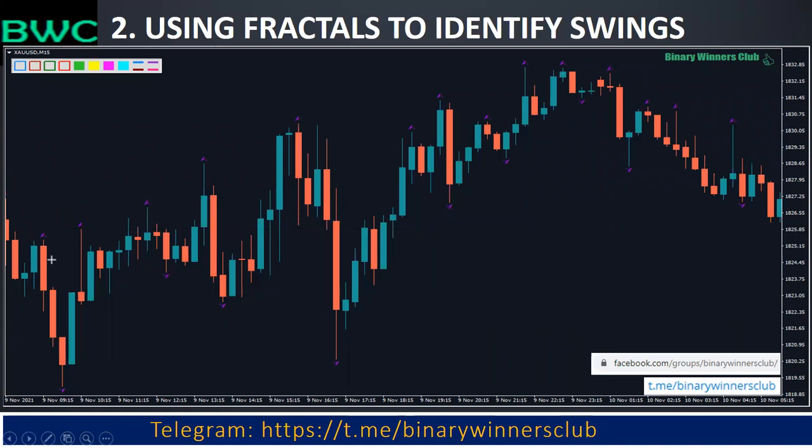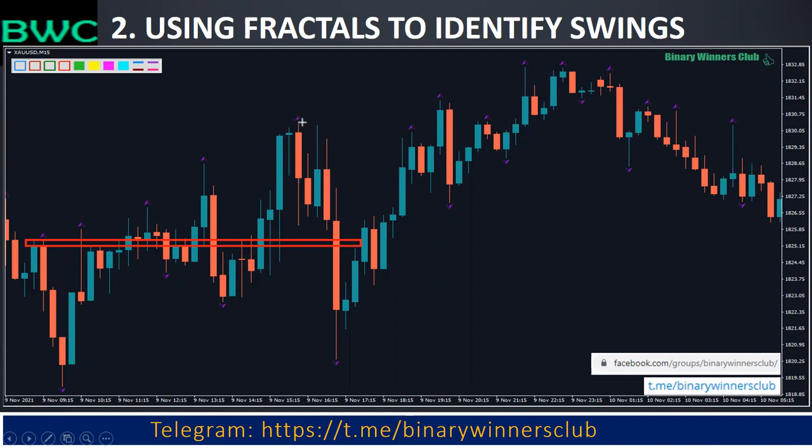So I'll give you a few more examples. Look at this. Sorry, I think I'm using a very big line. Okay, let me change the color so that I can draw resistance as resistance and support as support. Okay, so here, body to wick, that becomes here. I'm drawing based on this fractal high. Okay, so that becomes my resistance zone or swing high zone.